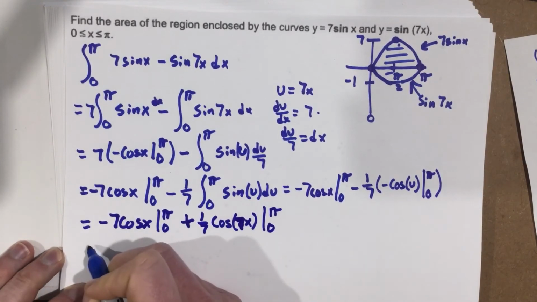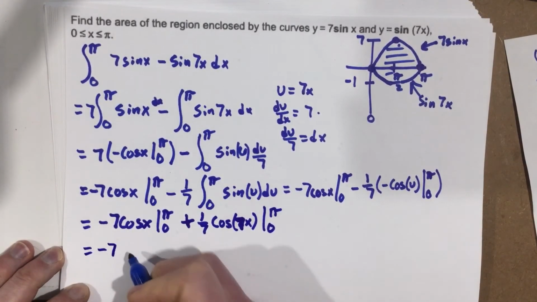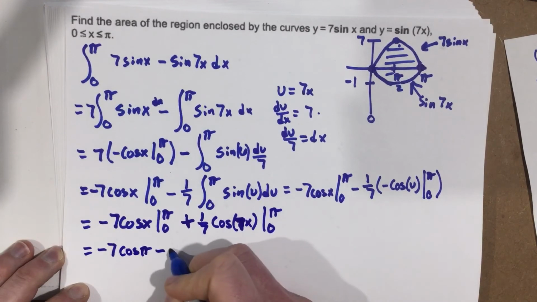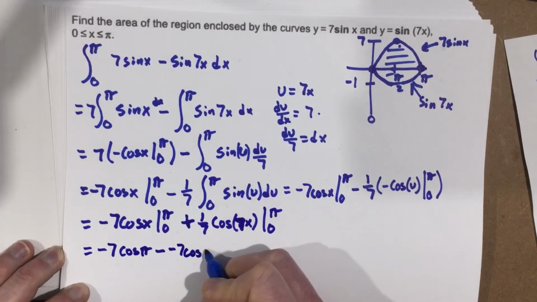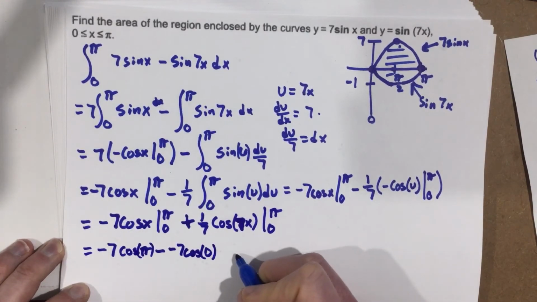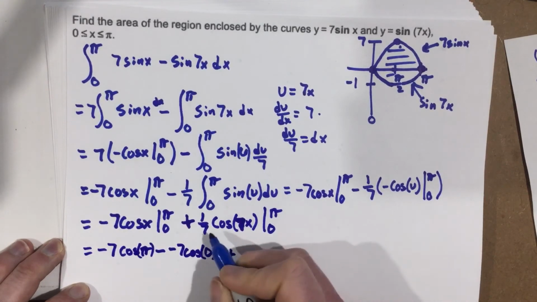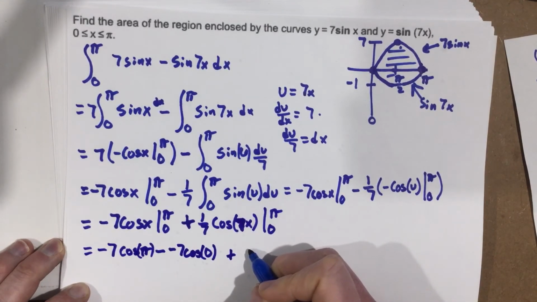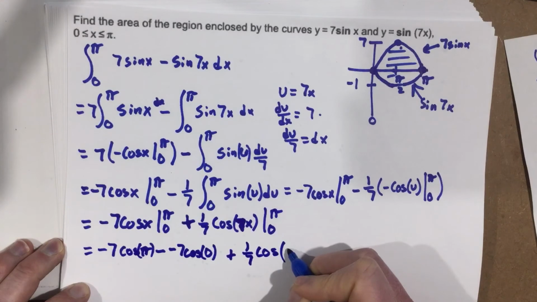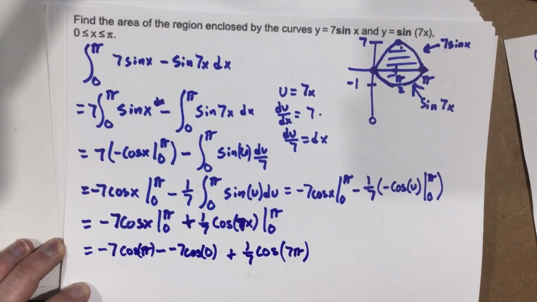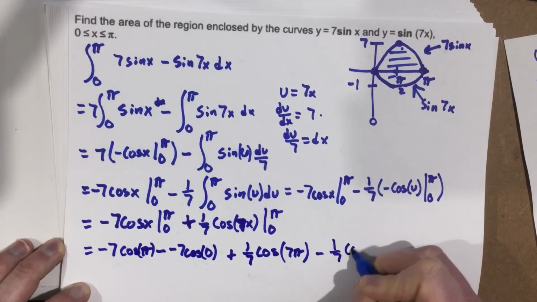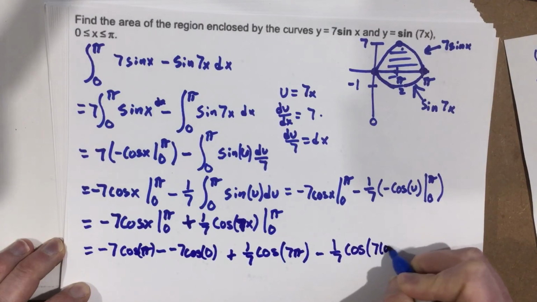Okay, so let's do this one right here. This is negative 7 cosine pi minus negative 7 cosine 0. We plug those in. Plus, and we have 1/7 cosine 7 pi minus 1/7 cosine 7 times 0.